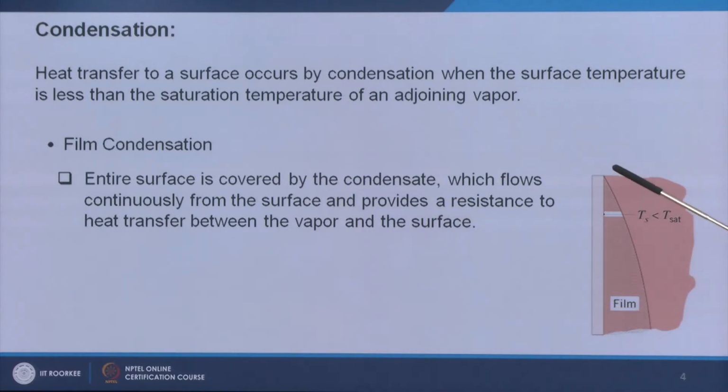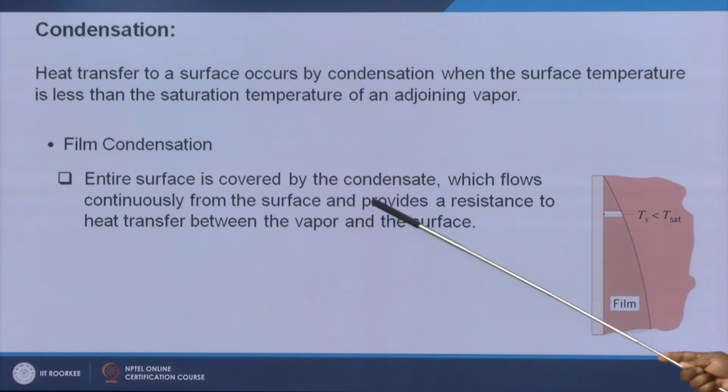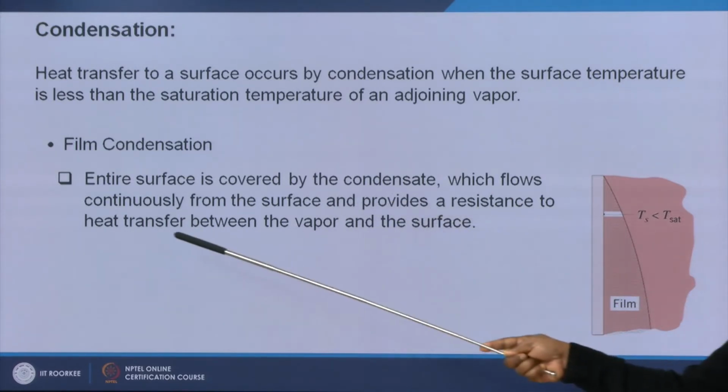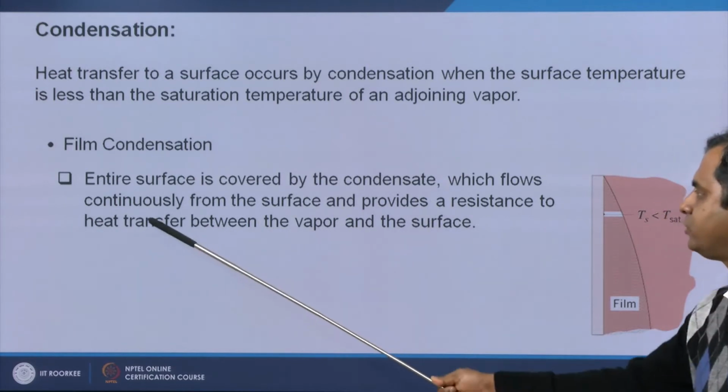If this is the surface, you can see the entire surface is covered by this liquid condensate, which flows continuously from the surface and provides a resistance to heat transfer between the vapor and the surface. As it is totally covered by the liquid, no fresh vapor can come in contact with the cold surface and further condense. So, this liquid film gives a resistance to heat transfer.